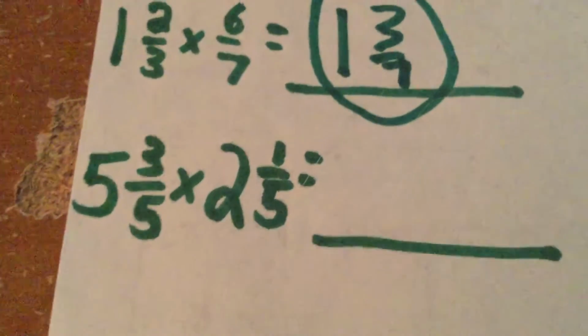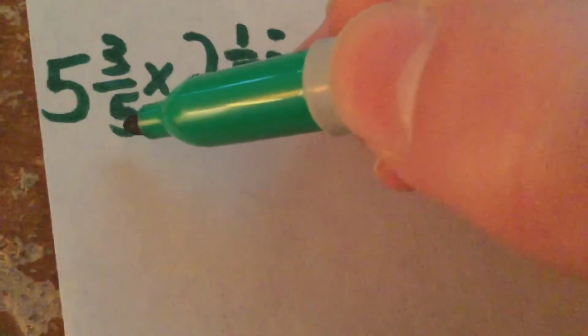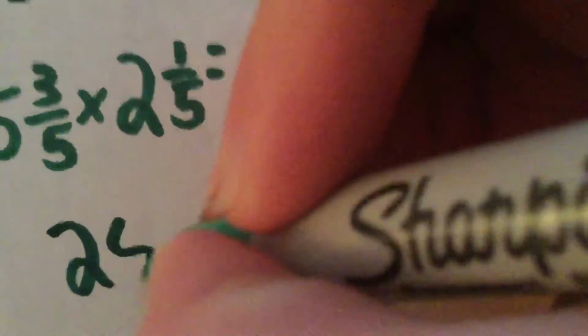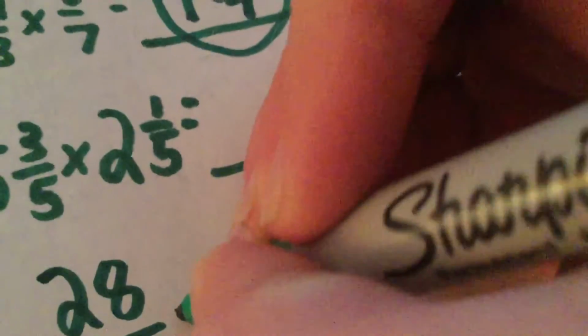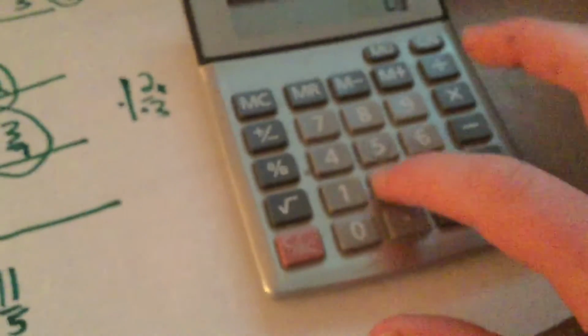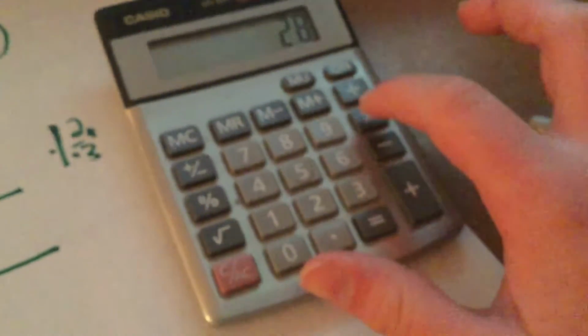Okay, now our last example, 5 3/5 times 2 1/5. So what do we do first? We have to make these into improper fractions. So 5 times 5 is 25, plus 3 is 28. So we make this 28/5 times 2 times 5 is 10, plus 1 is 11, so 11/5. Now these are big numbers, so we're going to quickly put this in our calculator. And you could do it by hand if you don't have a calculator.